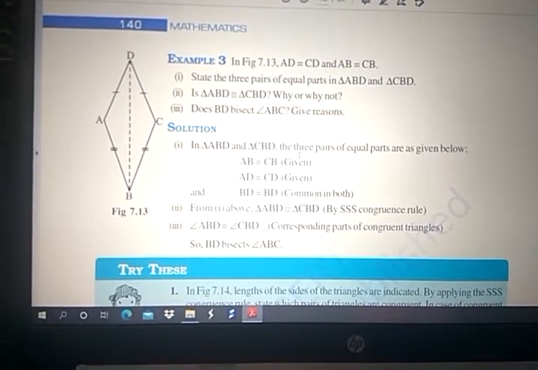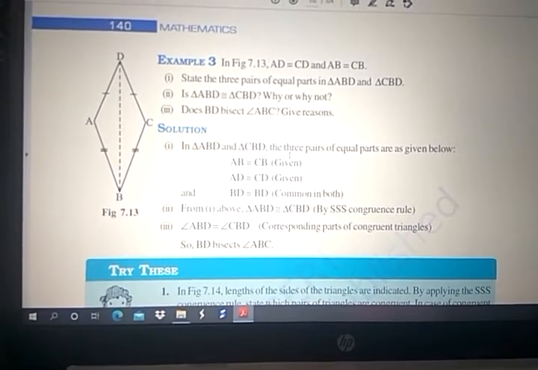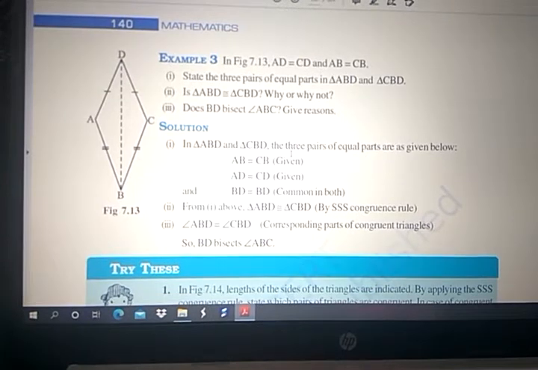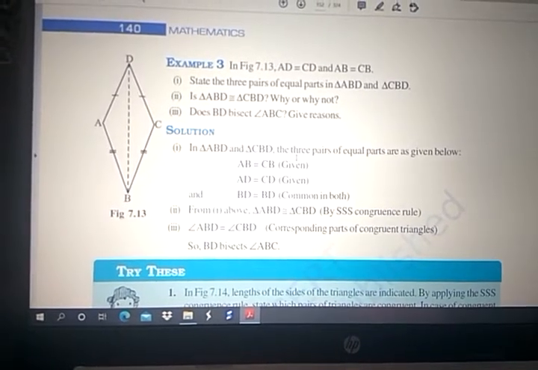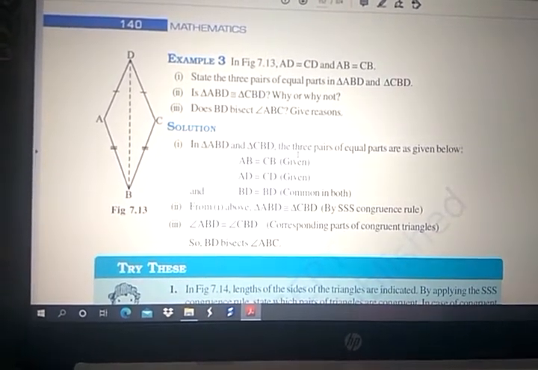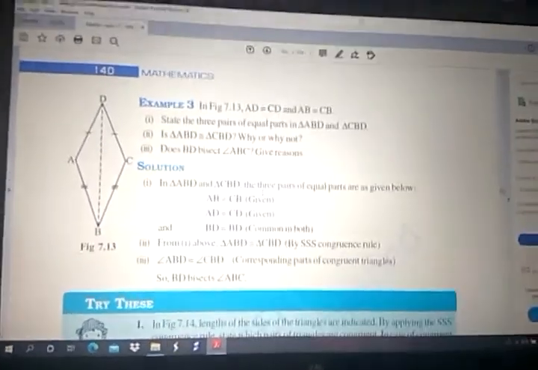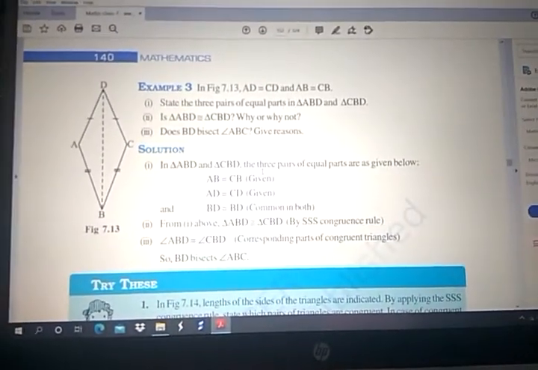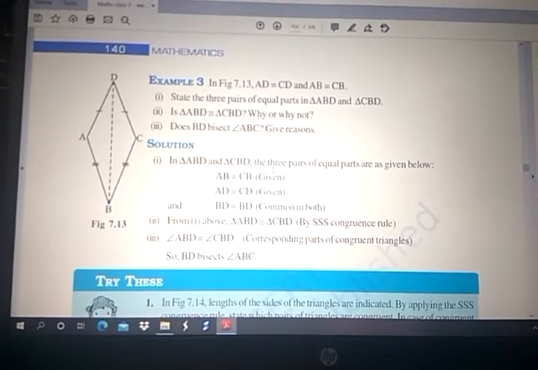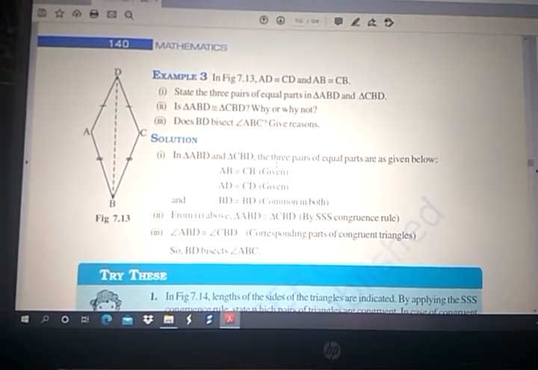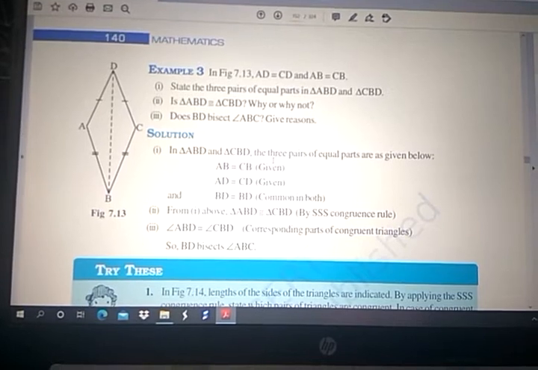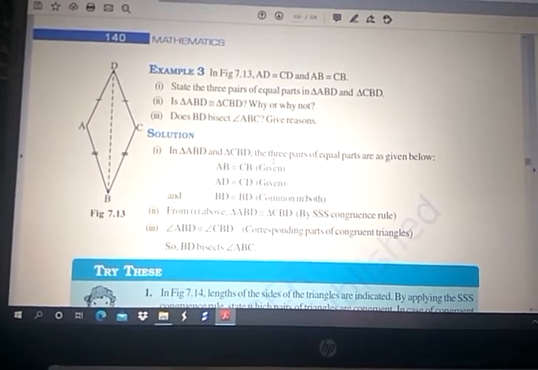Then second is, is triangle ABD equal to triangle CBD? Why? And another is, does BD bisect angle ABC? Give reason.